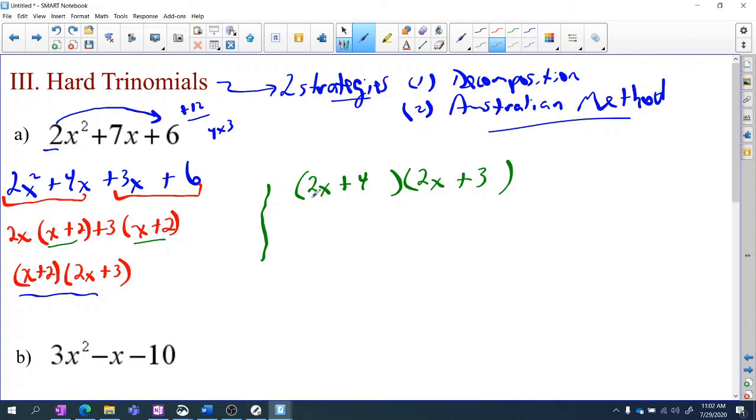Now, this is where it's a little different. We don't actually factor it out to the front. We physically divide each term by the GCF. 2x divided by 2 is just x. 4 divided by 2 is 2. This one doesn't have a GCF. It just stays the way it is. Now look at where we ended up. Same place. X plus 2 multiplied by 2x plus 3. So this is Australian method. This is called decomposition.